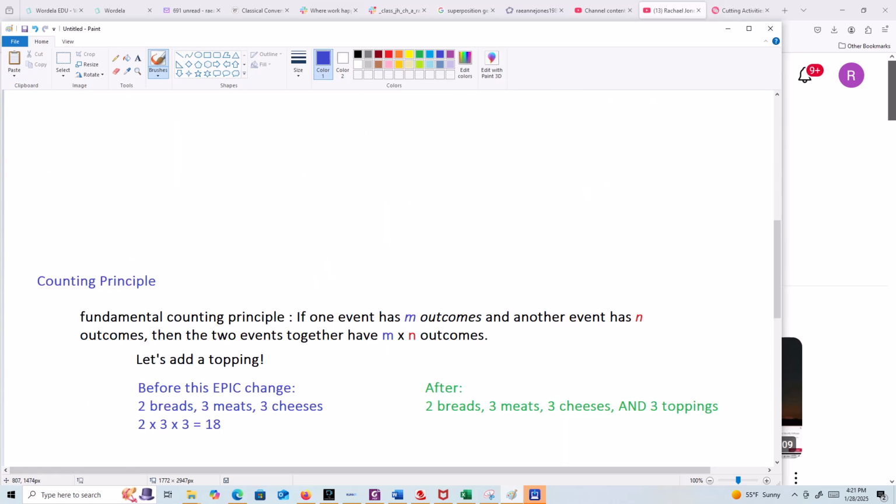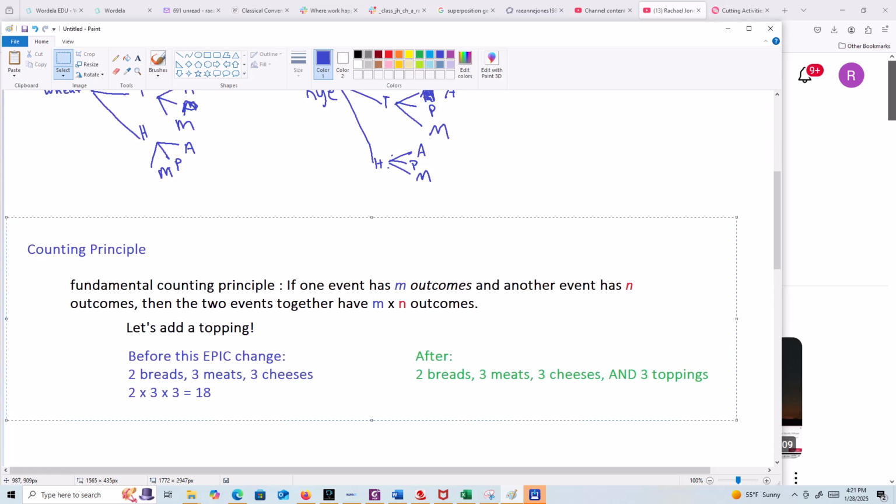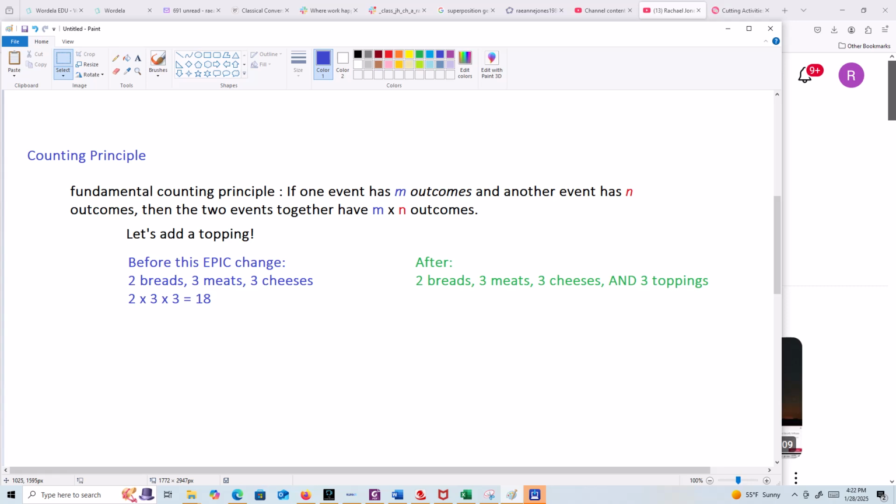Now let's talk about the counting principle. Bear with me. All right, so counting principle. There's a fundamental counting principle. If one event has M outcomes, we don't exactly know, so we're going to put in a variable M, and another event has N outcomes, then the two events together will have M times N outcomes.